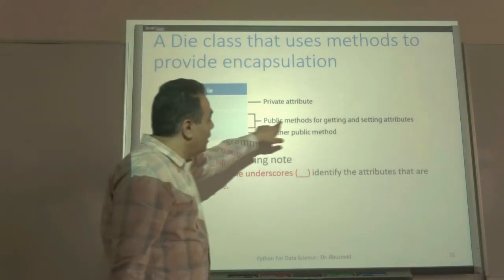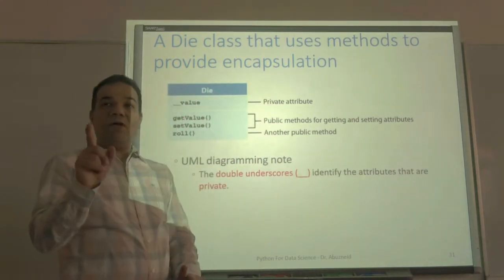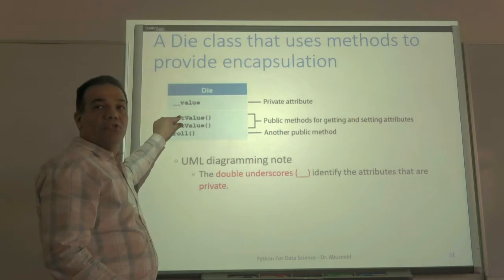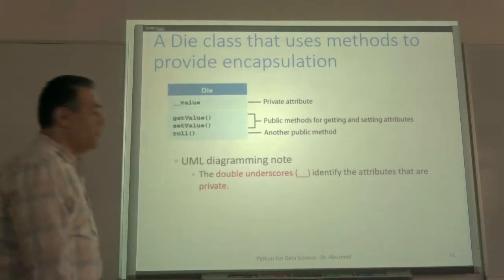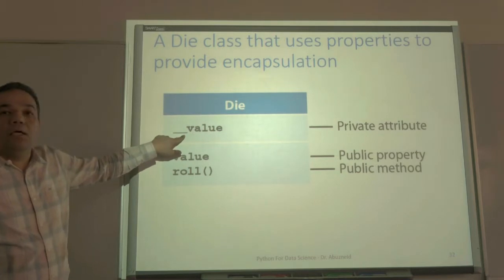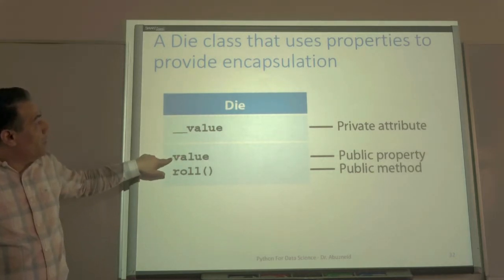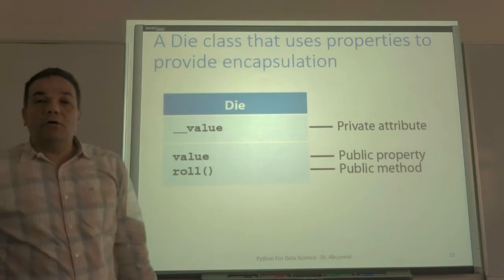So these are public methods for getting and setting attributes. How many attributes do we have? One. What is it? Value. So these are to set and to get, and another public method which we had from before. Clear? So in here we go back to our die. Now we made it private. A different way is using something called property.